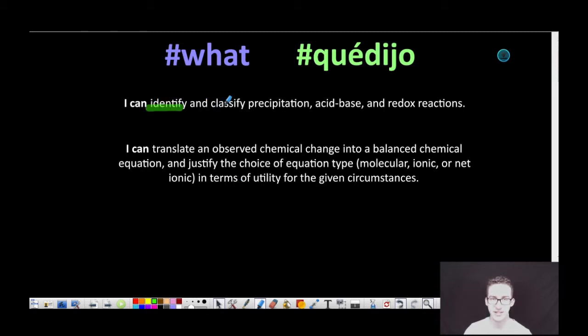First, we're going to identify and classify reactions as either precipitation, acid, base, and redox reactions. And then secondly, you're going to translate an observed chemical change, so like stuff you observe in the lab, into a balanced chemical equation. And depending on what it is that we're doing with that observation that you make in the lab, you may need to put it in a molecular equation, an ionic, or a net ionic equation. So that's what we're doing today. Sit down, get ready, here we go.